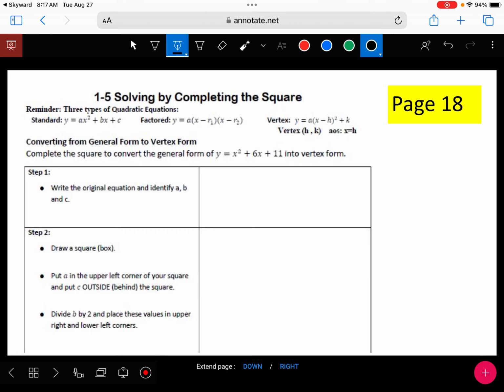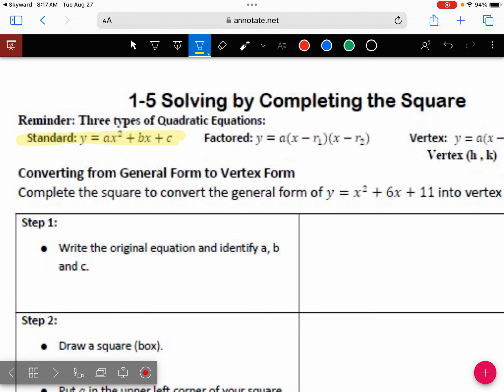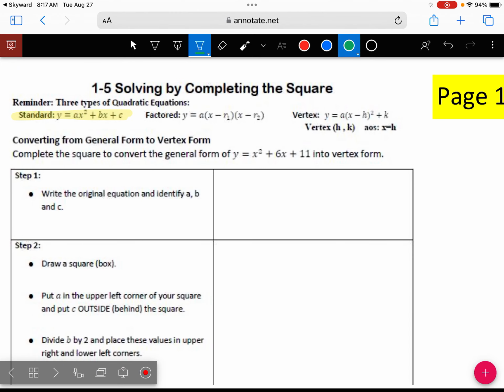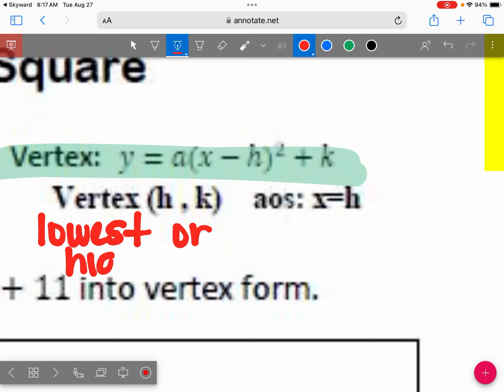All right, so what we're going to learn how to do today is how to change an equation from this format to this format, which is vertex form. When it's in vertex form, whatever is inside of the parentheses, these two numbers represent your vertex. Remember, your vertex is your lowest or highest point on the graph. That's what your vertex is. It's your lowest or highest point.